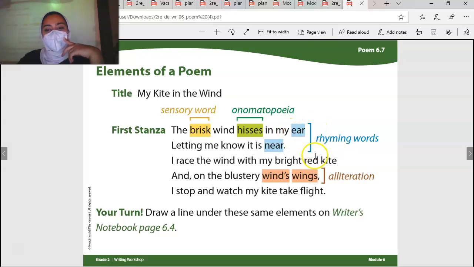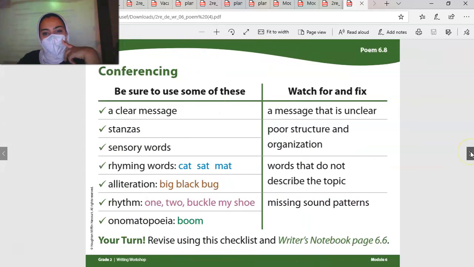Then they included rhyming words. What two words rhyme here, everyone? Ear and near. We also have alliteration. Alliteration is when two or more words start with the same letter. What two words start with the same letter here? Winds, wings. Very good. Winds, wings.